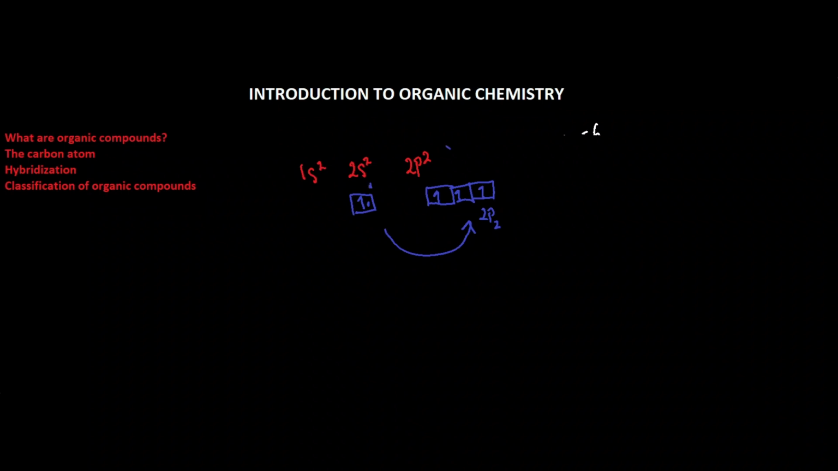Now, these two orbitals, 2s and 2p, are not degenerate orbitals. Degenerate orbitals are orbitals that possess the same amount of energy. However, 2s and 2p are not degenerate orbitals. Now, what hybridization does is that it combines electrons from 2s and 2p. It combines these electrons and it produces a hybrid orbital that is degenerate.